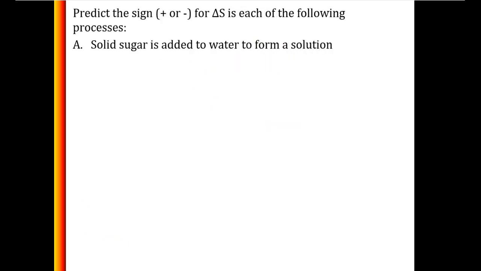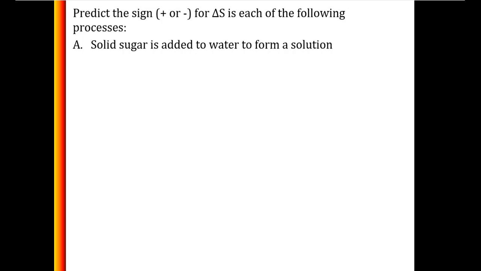So this one just wants us to predict the sign, plus or minus, for the change in entropy of each of the following processes. Again, we'll just walk through these together. Plus means we're increasing entropy, minus means we're decreasing entropy. The first one: solid sugar is added to water to form a solution. So we're going from solid sugar to aqueous sugar. We've dissolved a solid into water to make a solution.